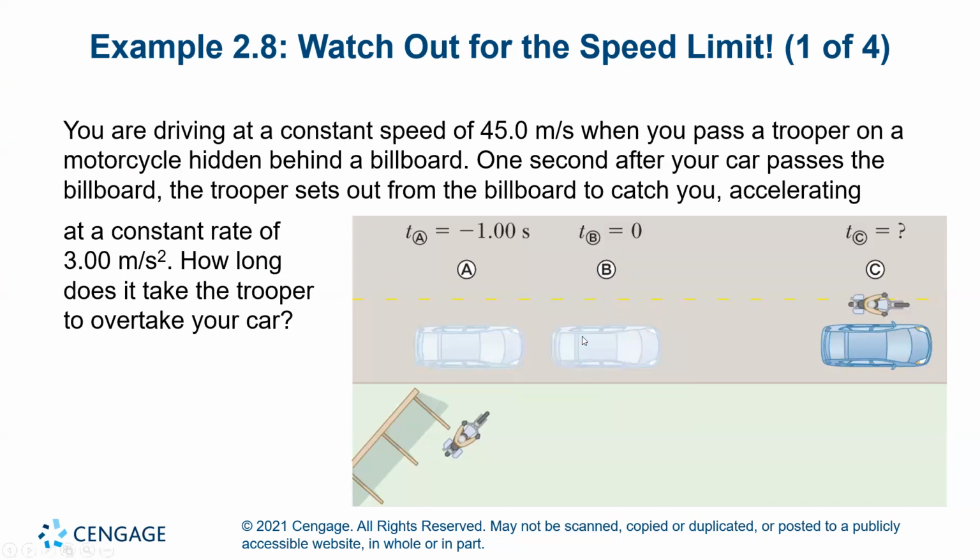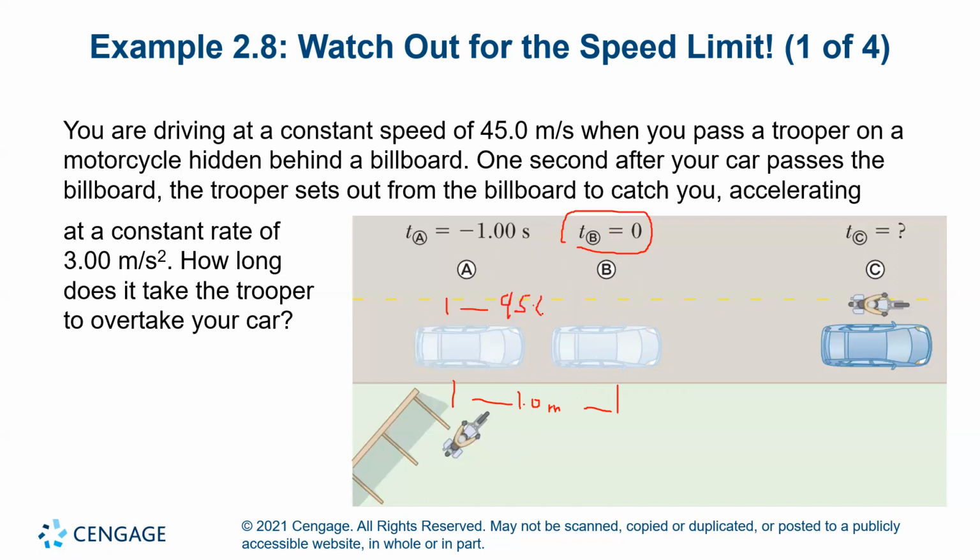The book has this strategy. You have to define certain things. First, you have to define where your t equals 0 is. When do you start considering time equals 0? According to this book, they decided to set t equals 0 at the moment when the car is 45 meters away from the billboard.